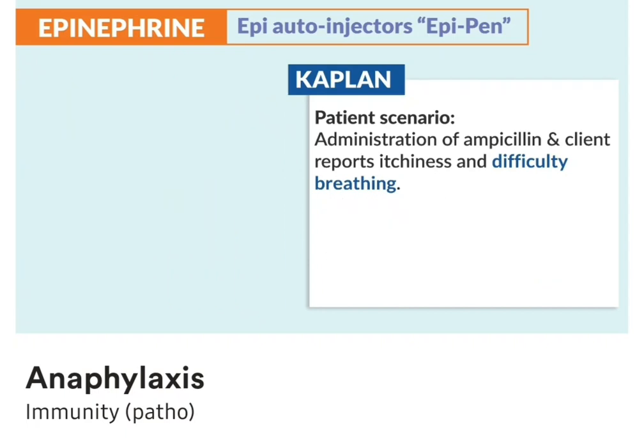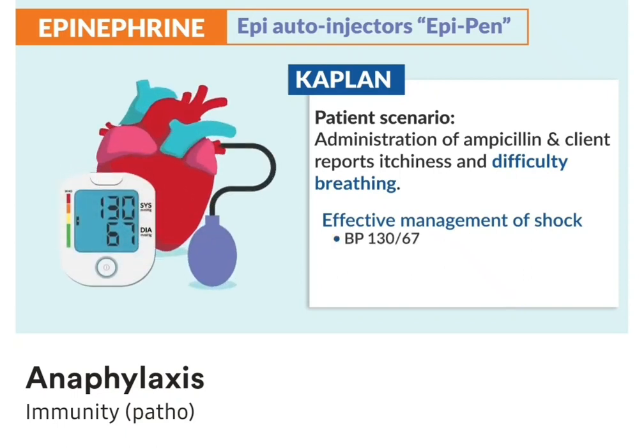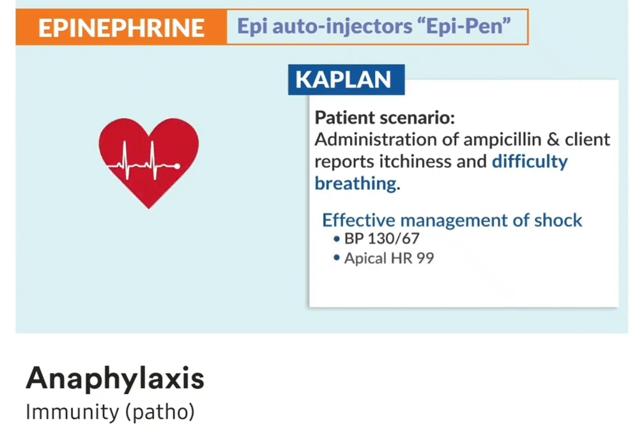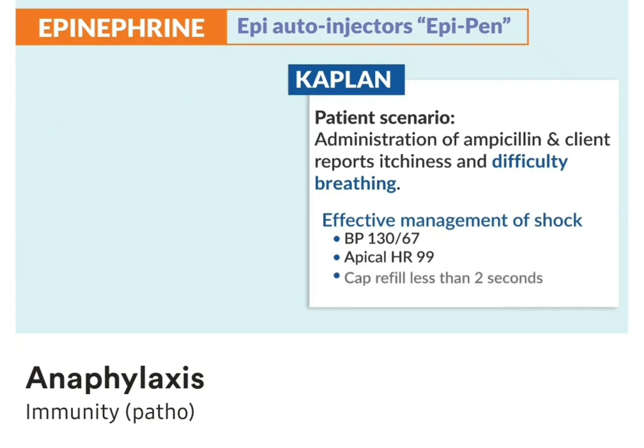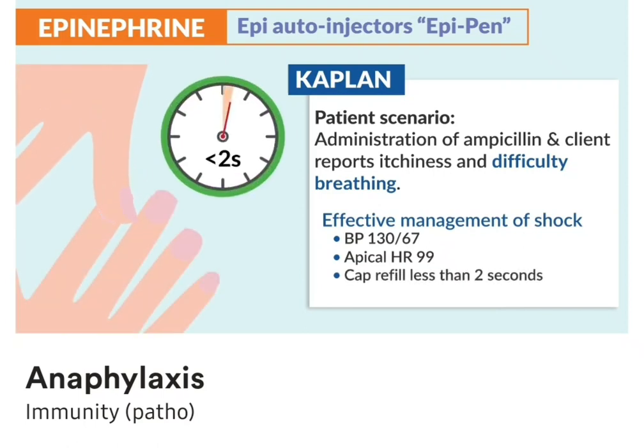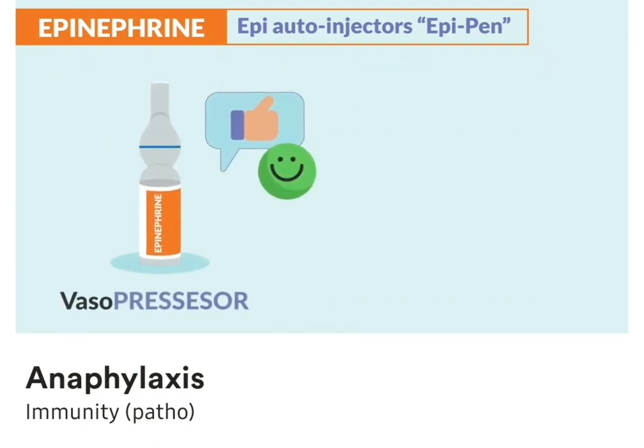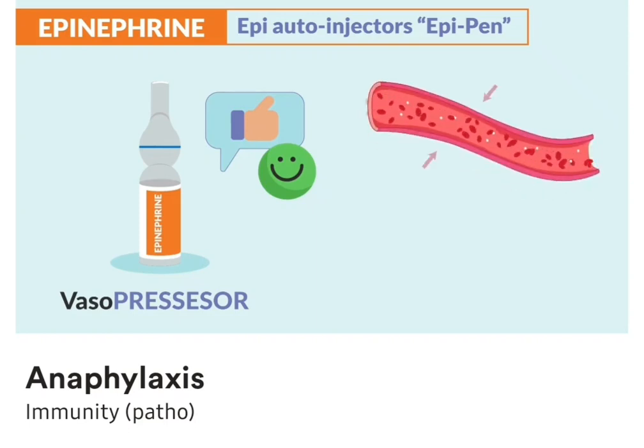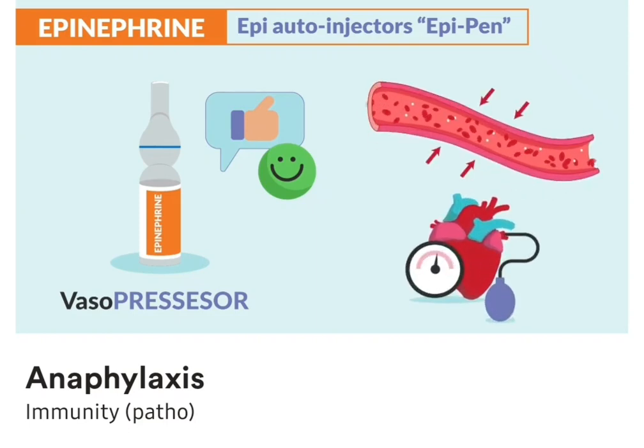And secondly, the Kaplan mentions effective management of shock. You have a BP that's a little bit high, apical pulse that is 99, and a cap refill that's less than 2 seconds. Guys, this indicates good perfusion, meaning Epi is doing its job to press on the veins as a vasopressor. So it's pressing those vital signs up.